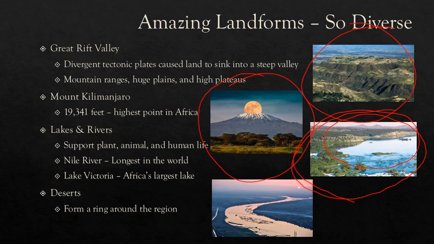Last but not least, the deserts are one of the amazing landforms, and they kind of form a ring around the region. So on the east side is the coast, so it's touching the ocean, but all along the west side of this region is the Namib Desert, and then on the south is the Kalahari Desert, and then on the north you see the Sahara and the Nubian Desert. And so deserts are kind of ringing all around the entire region.